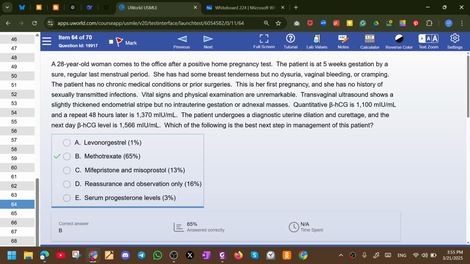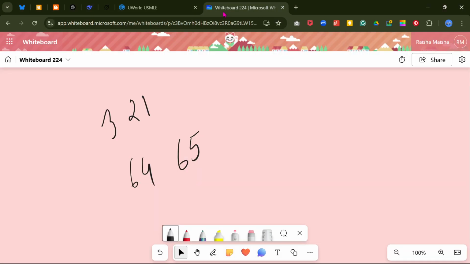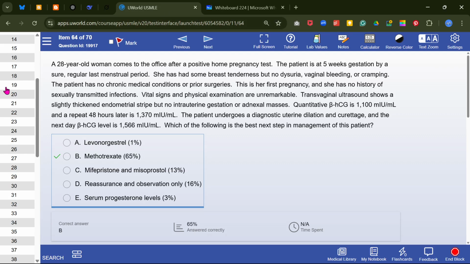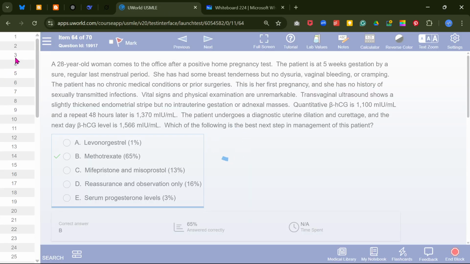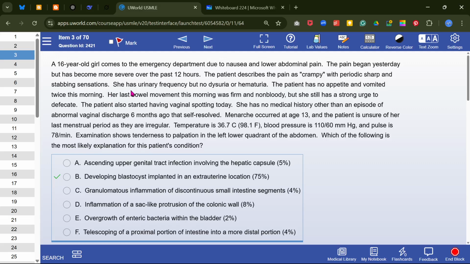Okay, now let's dive into some questions. First of all, this question. Look at this patient: a 16-year-old girl with nausea, vomiting, and lower abdominal pain. There is crampy lower abdominal pain and a periodic sharp stabbing sensation. There is vaginal spotting.